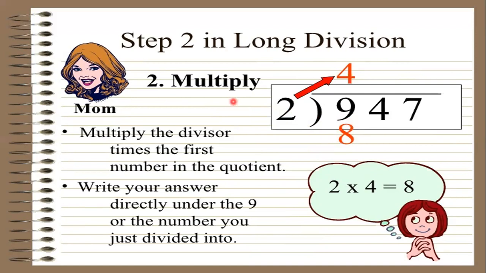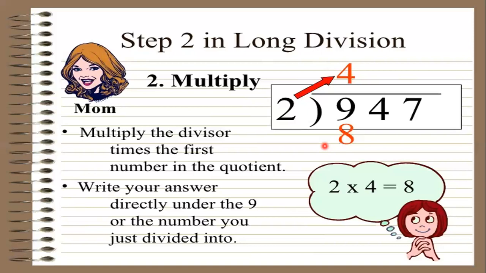So that's the second step of division, that you have to multiply your divisor with such a number that will give you the answer closest to your dividend. So here I got my answer 8. That's my second step.